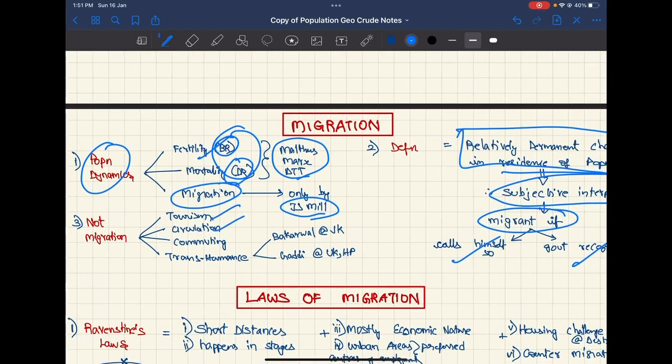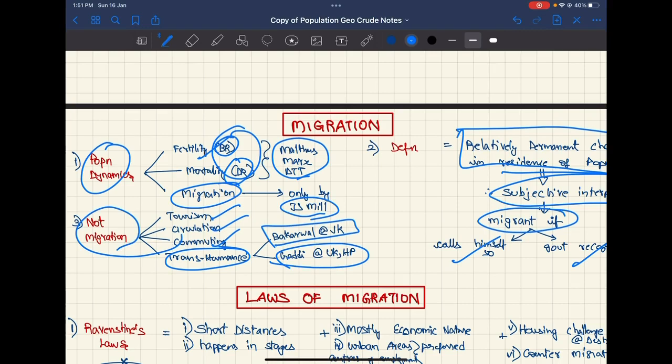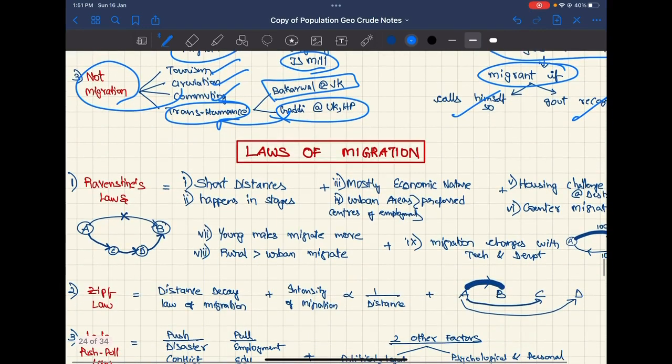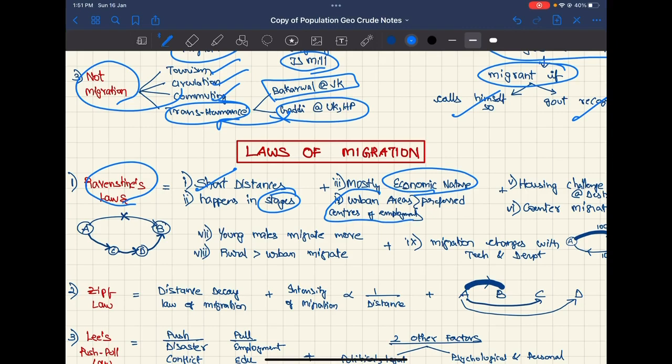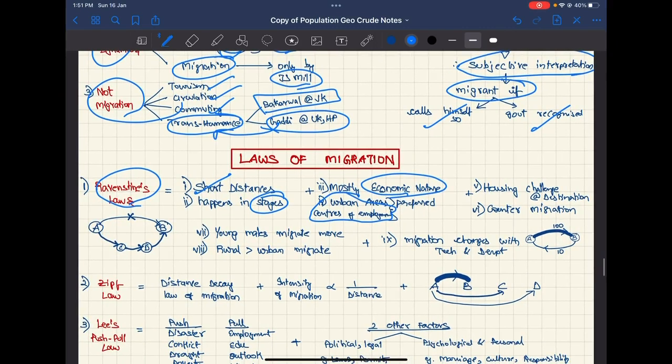So tourism, circulation, commuting, and transhumance are not migration. Bakarwals in Jammu and Kashmir and Gaddis in UK and HP follow transhumance. The laws of migration, Ravenstein's law: migration happens over short distances. It happens in stages. It's mostly economic in nature. Urban areas and centers of employment attract the migrants. In the destination areas, there is a housing challenge, and counter migration for the ongoing migration.